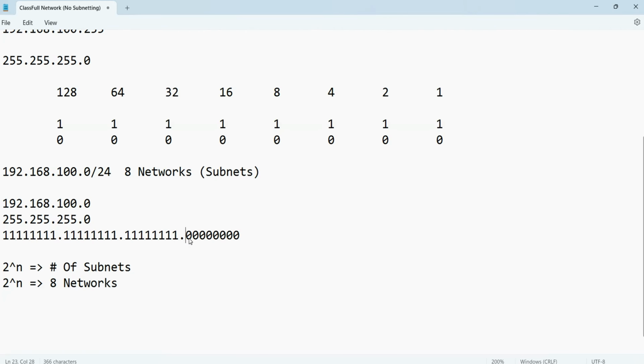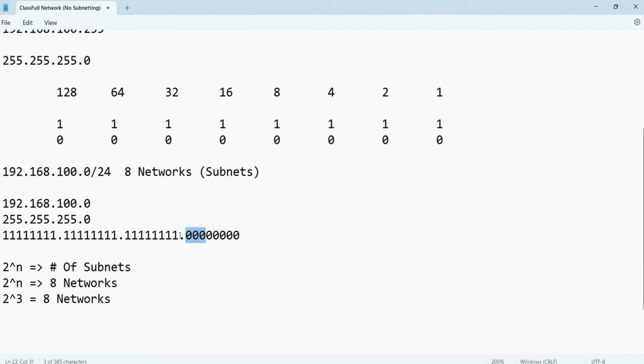So if I borrow 1 bit, 2 to the power 1 equals 2. That's less than 8. 2 to the power 2 equals 4. That's less than 8. 2 to the power 3 equals 8. So I have to borrow 3 bits to get 8 networks. See this? 3 bits. So which bits did I borrow? These are the bits that I borrowed.